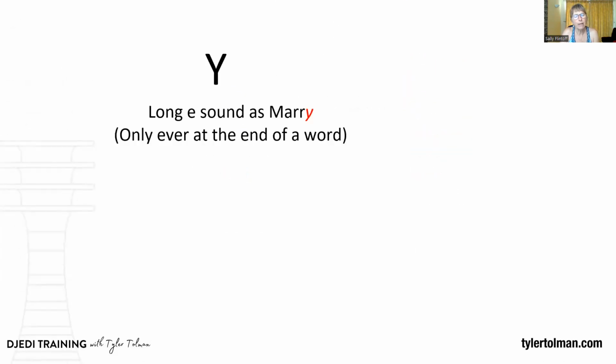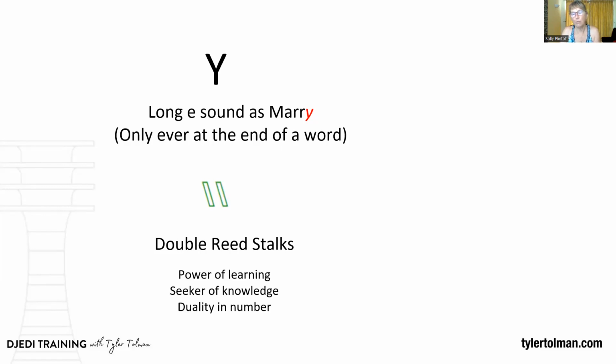Y makes a long E sound as in marry. And this only will ever appear at the end of the word. If you have a Y in the middle of your name, you should use the double reed leaves. And this actually is just a shortened version of the reed leaves in a way, but it's really more the stalks of the reeds. And again, it represents similar things: power of learning, a seeker of knowledge, and duality in number, because there's two of them.